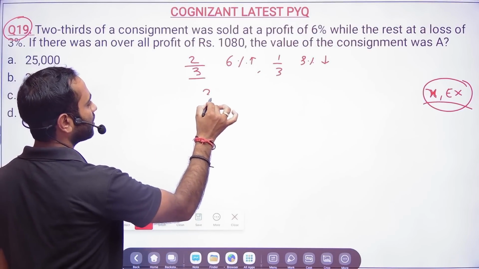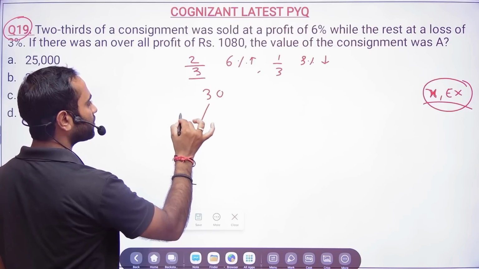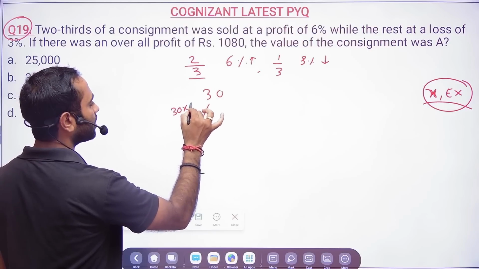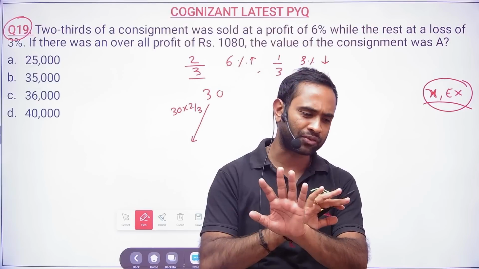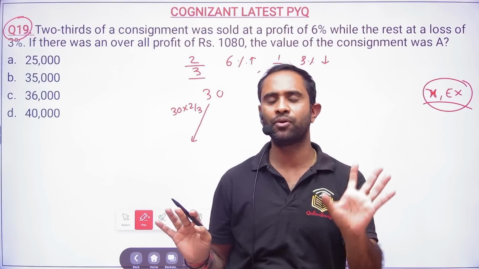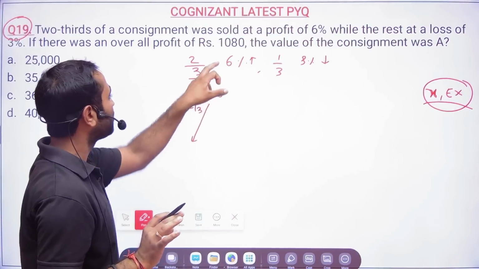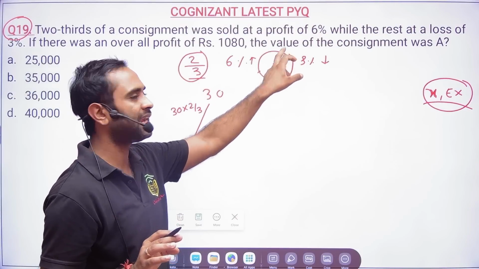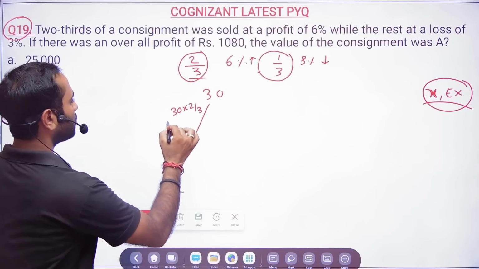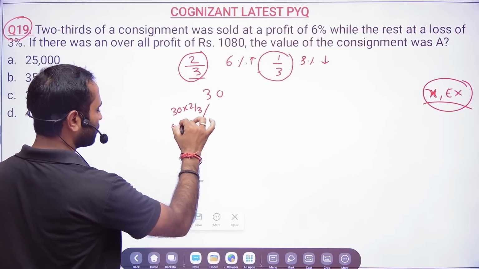Okay, 30. Now 2/3 of 30 is nothing but... sir, why did you assume 30? You are free to assume any value. There is no problem at all. Any value we can assume. But if you assume a value which is divisible by 2/3 and 1/3, then it will be easy for you to calculate. So 2/3 of 30 will be nothing but 20.